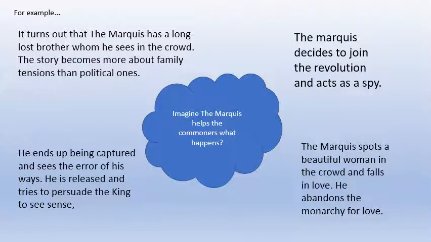And here's some that I came up with. It turns out that the Marquis has a long-lost brother whom he sees in the crowd. The story becomes more about family tensions than political ones. The Marquis decides to join the revolution, the French Revolution that is, and acts as a spy, because in his position he could go around finding all the aristocracy and getting them killed. He ends up being captured and sees the errors of his ways. He'd be lucky to survive being captured, to be honest, but he is released and tries to persuade the king to see sense. The Marquis spots a beautiful woman in the crowd and falls in love. He abandons the monarchy for love. So just some ideas there, how it could have gone differently if the Marquis had decided that he was going to help the common people.